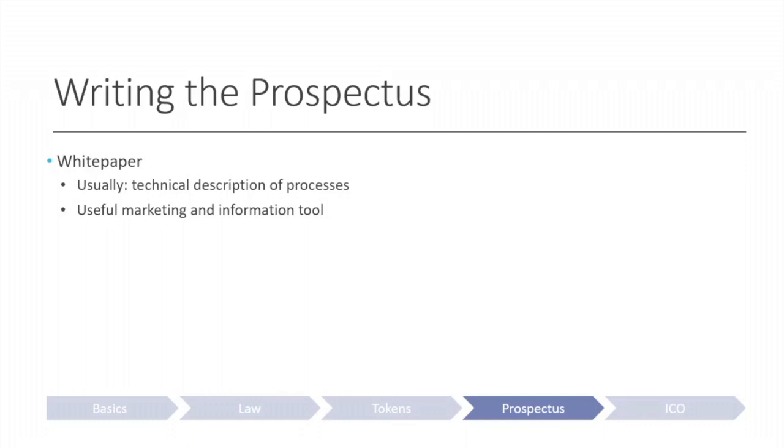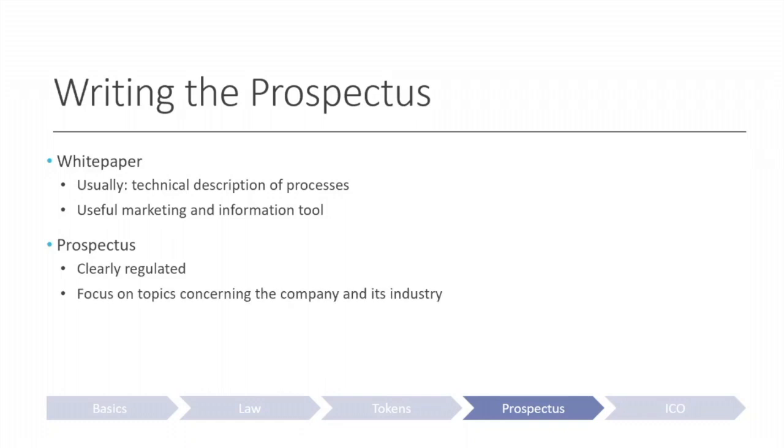As already outlined before, many countries demand a prospectus. A prospectus is a clearly regulated document that contains detailed information about the company, the industry, the offer, and especially also about the respective risks. While there might be some overlap between the white paper and the prospectus, the latter is more focused on legal and business issues. Once the prospectus is written, it usually has to be approved by and deposited at an authority, and only then can it legally be named prospectus.